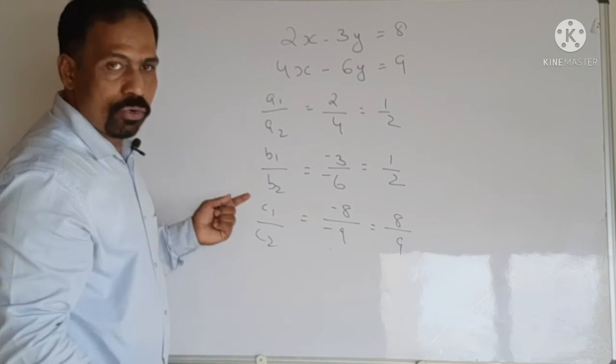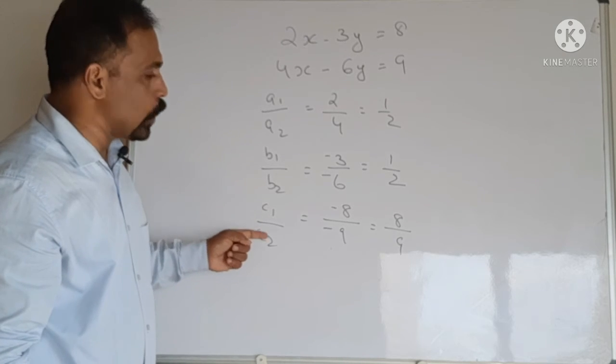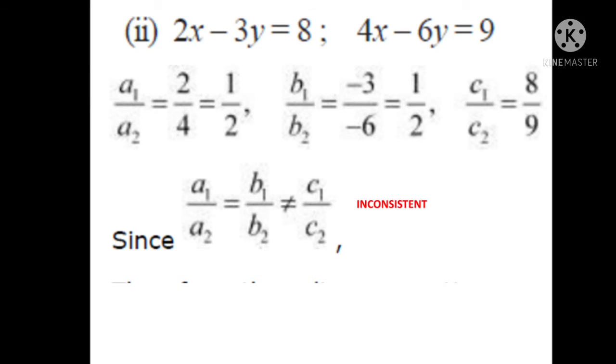From here we can make out A1 by A2 is equal to B1 by B2, but they are not equal to C1 by C2. Therefore, they are parallel lines and they are inconsistent.